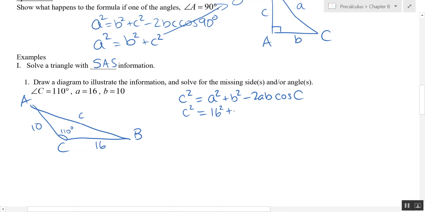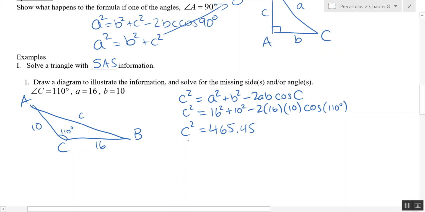Side b is 10. Minus 2 times side a, which is 16, side b is 10, and the cosine of 110 degrees. If we simplify this with a calculator, we wind up getting approximately 465.45. Make sure you use this answer in your calculator and do not round off.